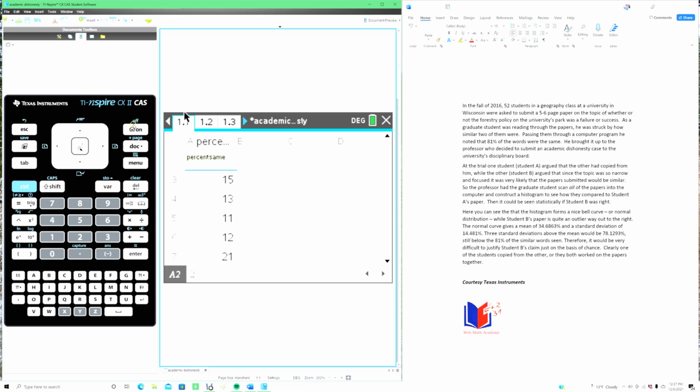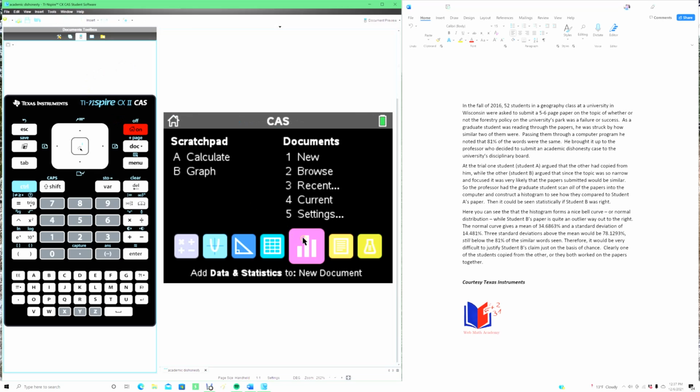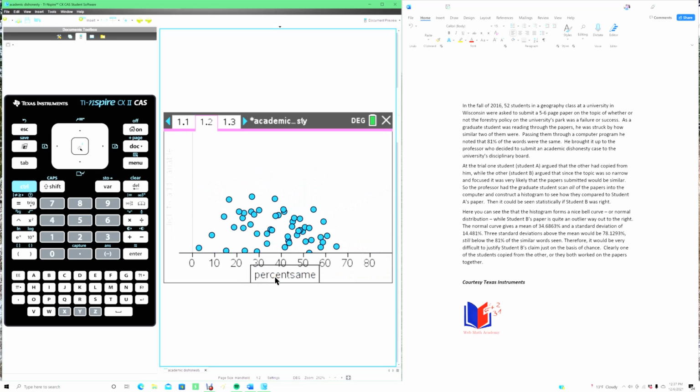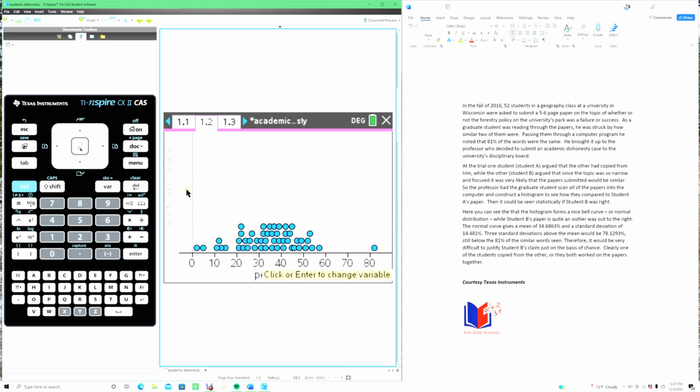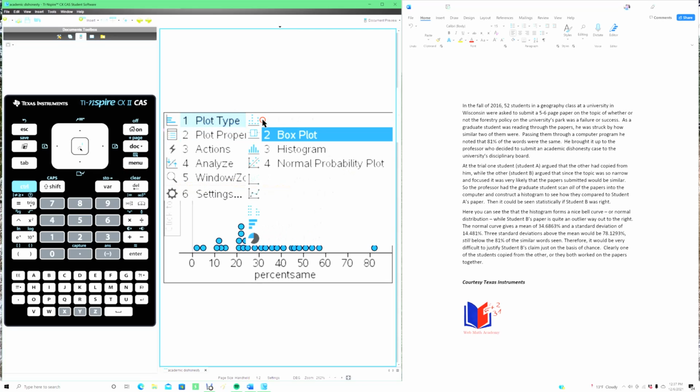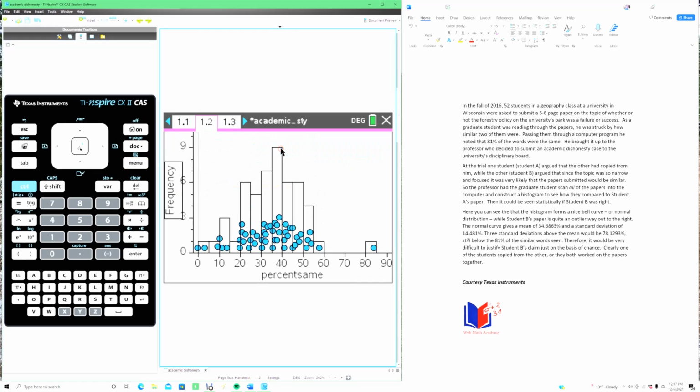Then you go to the On button and click on the Graph button. Okay, then you come up with this. You just click Add Variable on the bottom and %same, remember that's what we named it. So click on that and it immediately brings up a dot plot. We want a histogram, so we go to Menu, Plot Type, Histogram, and it defaults to the setting of 5% in between each bar.